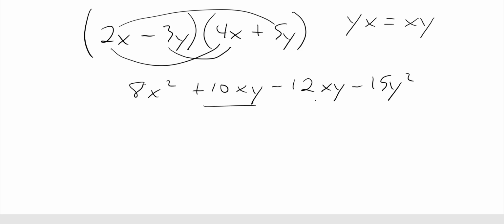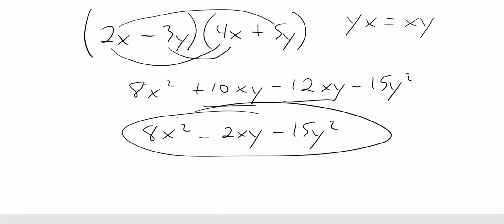Okay, so these are like terms. So we're going to get 8x squared. 10 minus 12 is negative 2xy, and then minus 15y squared. That's your answer. Okay, not bad, right? All right, that's cool. Let's keep going here. We've got a couple more different kinds of problems to deal with.